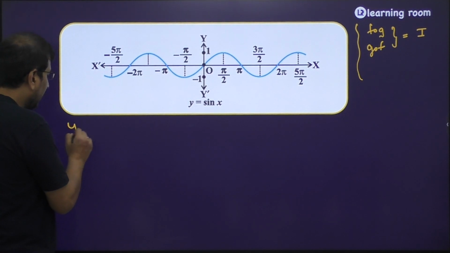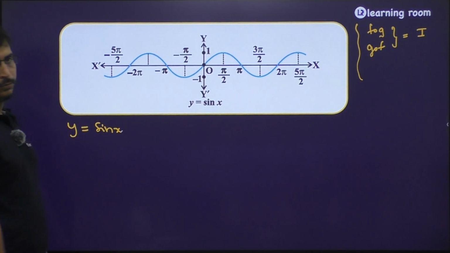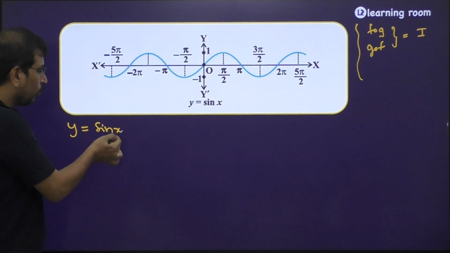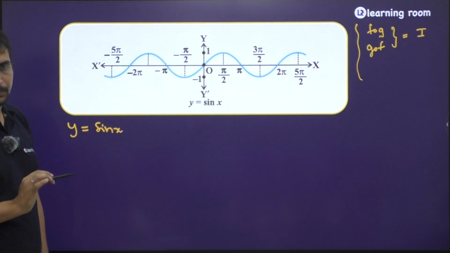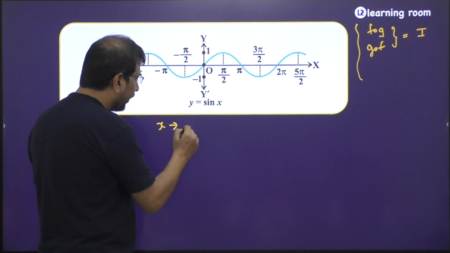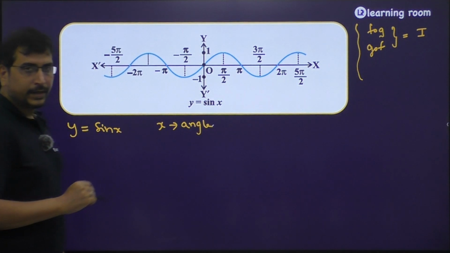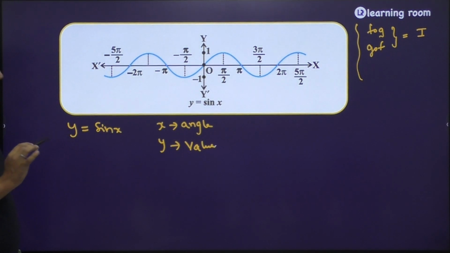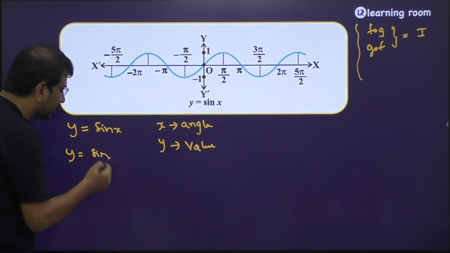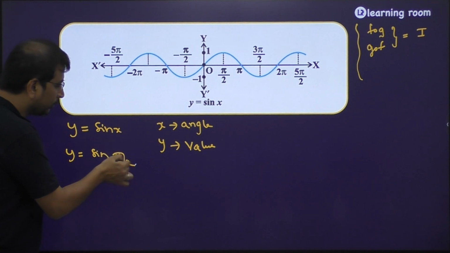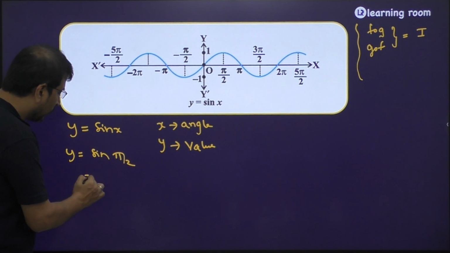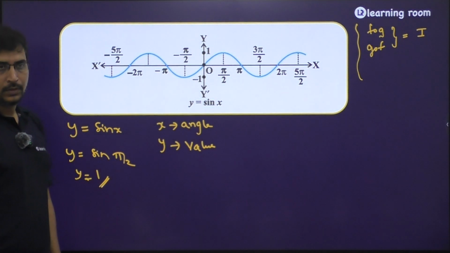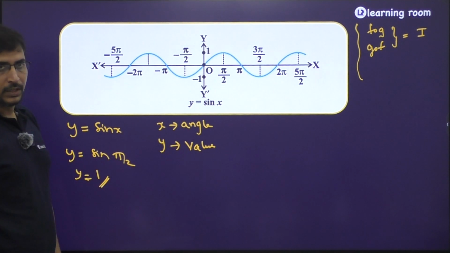If I give you a function like y is equal to sin x, listen to this carefully. I'll speak in terms of input and output. What will be the input value you feed to it, and what is the output expected? The input value you are going to feed is an angle, and the output will be a value, some real number. For example, what is sine of pi by 2? Pi by 2 is an angle. When you feed this data, the answer will give you 1. So the input is an angle and the output is a value.